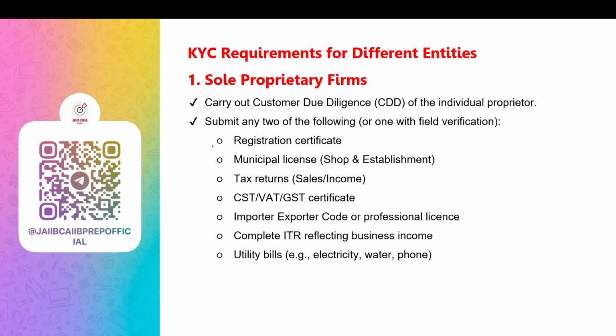So, it can be registration certificate, GST certificate, municipal trade license, import exporter code, income tax return, professional license, full income tax return, not just acknowledgement, utility bill like electricity, water, phone bill. And what if two documents are not available?